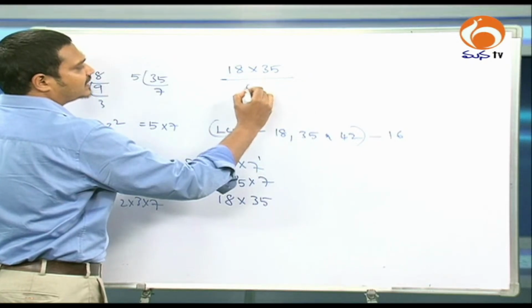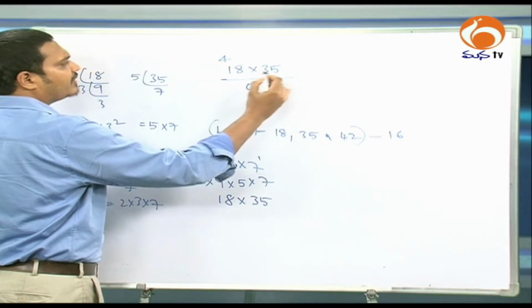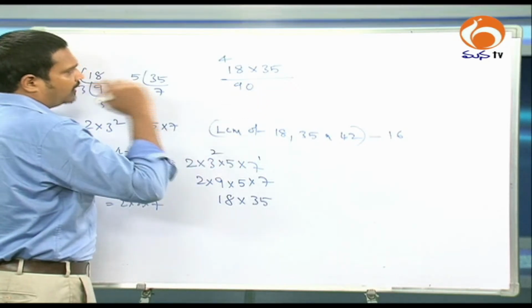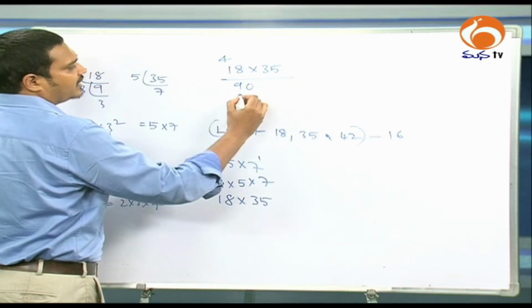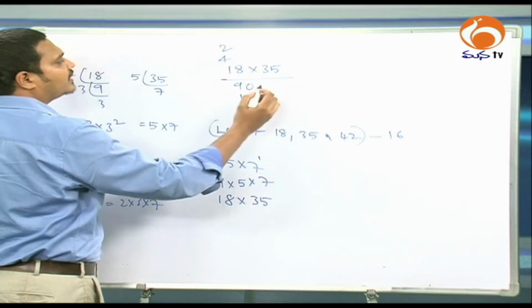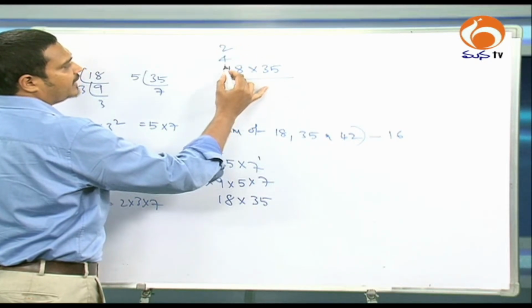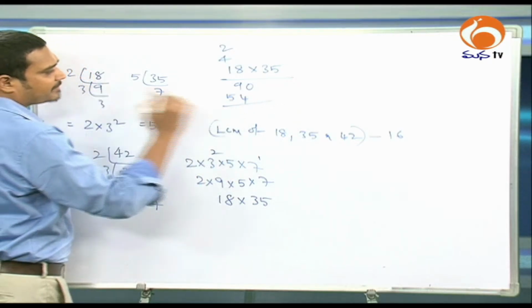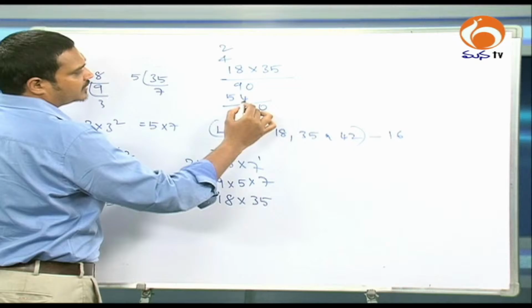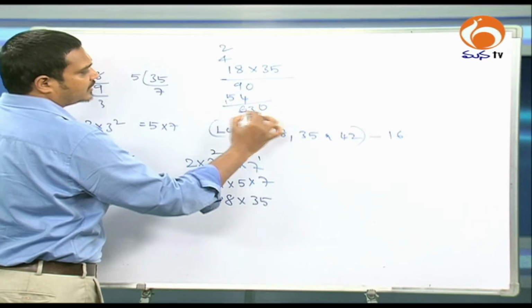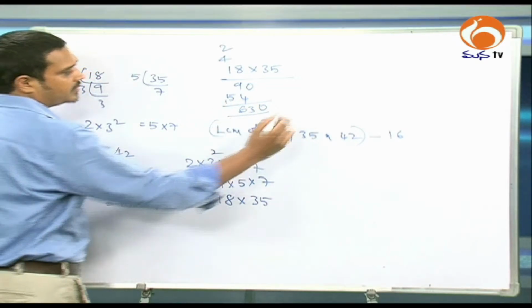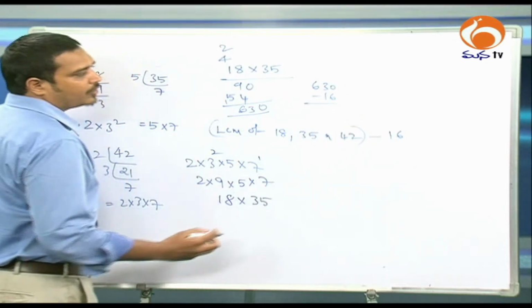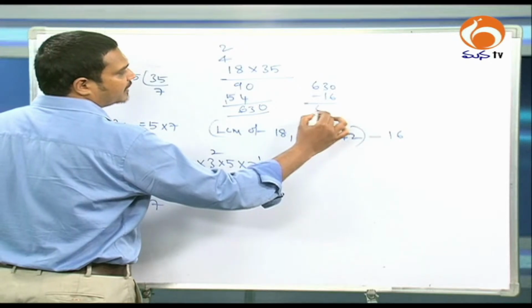So 5 8s are 40, 5 1s are 5, which is 4, so 9. Next, 3 8s are 24, and 3 1s are 3 plus 2, it is 5. Then 0, and then 9 plus 13, and it is 630. All right, now from this 630 you need to subtract 16 in order to get the answer, which is nothing but 614.